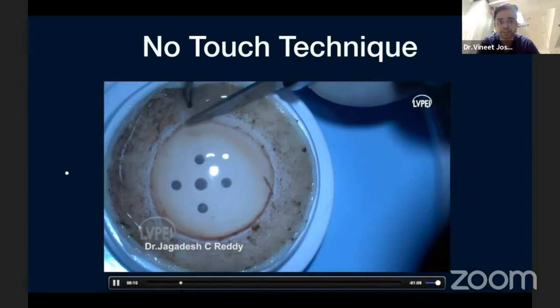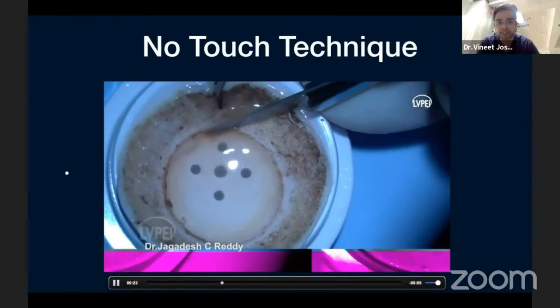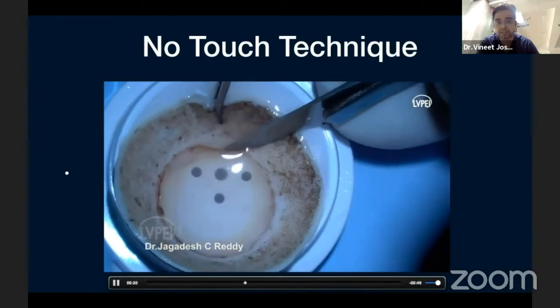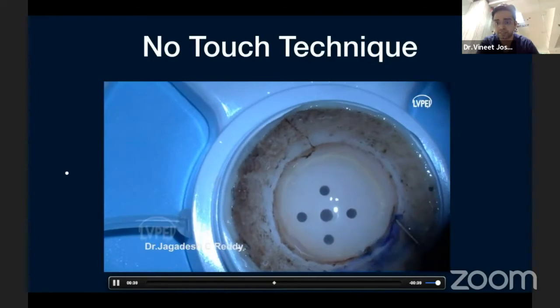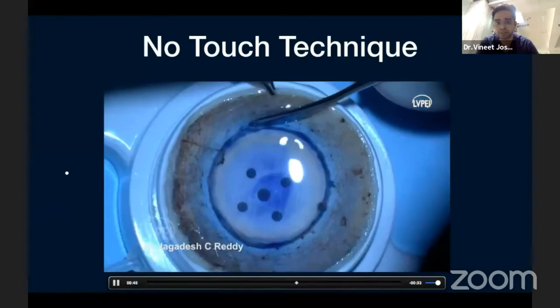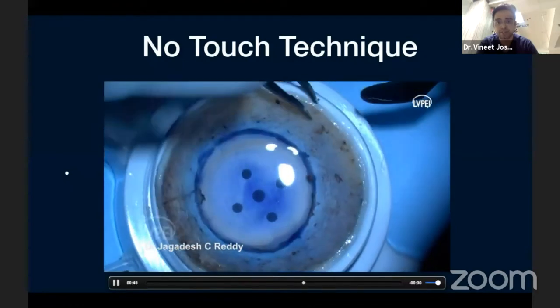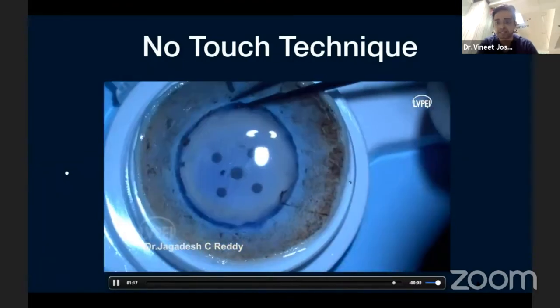The idea is to dissect 360 degrees from the periphery, and this, with the help of a hockey stick, helps in giving a uniform dissection plane, with very less chance of Descemet tear. And once you get that 360 degree frill, most of the next procedure can be the same, where you can use the 8 mm size graft and then proceed with the next dissection.